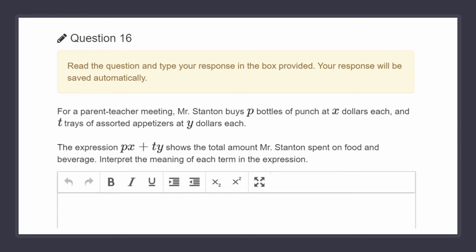So this expression has two terms. It has PX and then it has TY. So we're going to interpret what PX means and what TY means. So just to review, P is the number of bottles of punch and X is the cost. So if you put those together and multiply those together, that's going to be the total cost of punch.